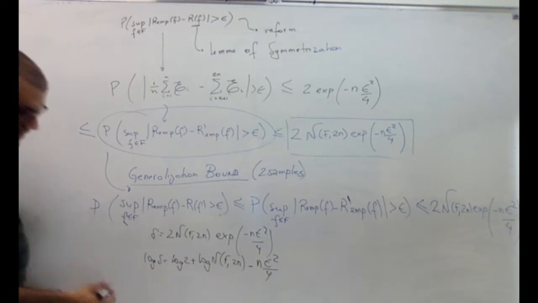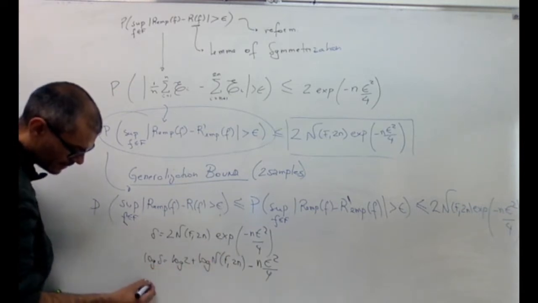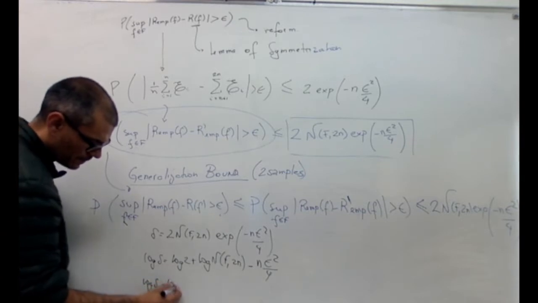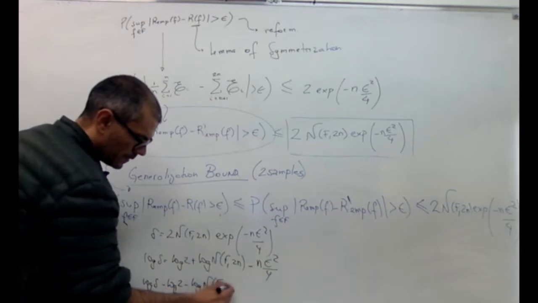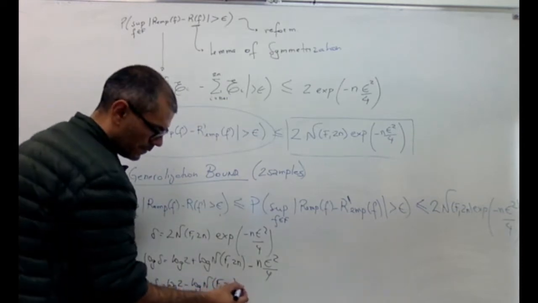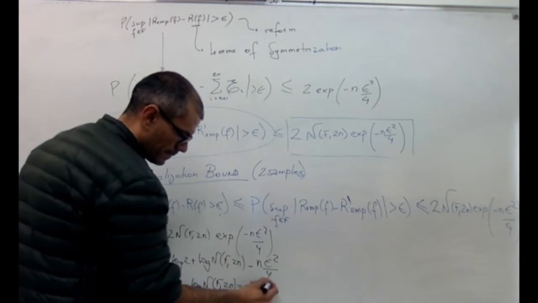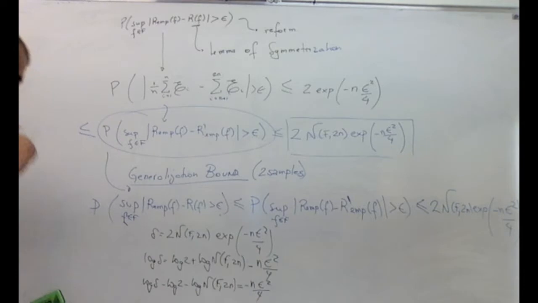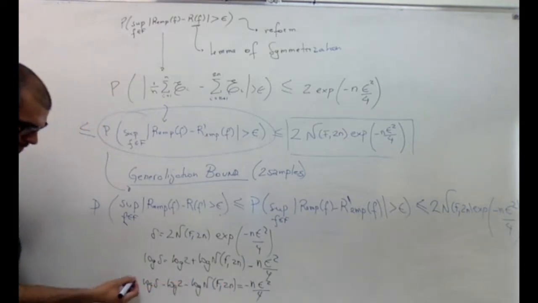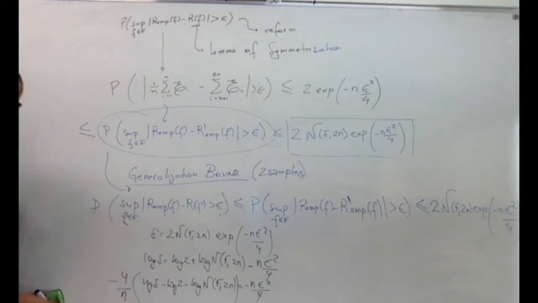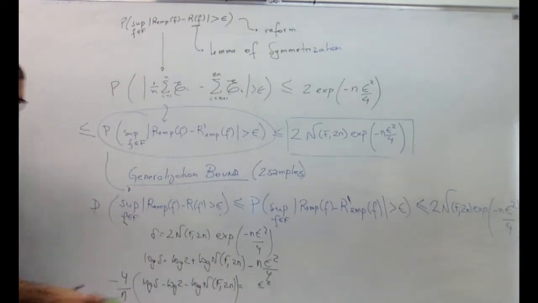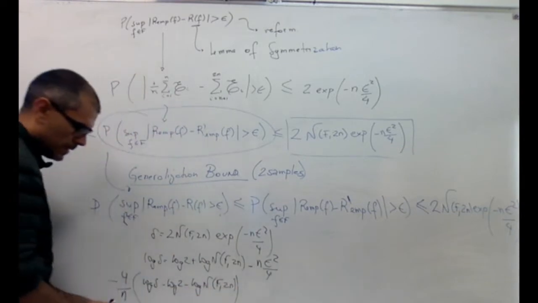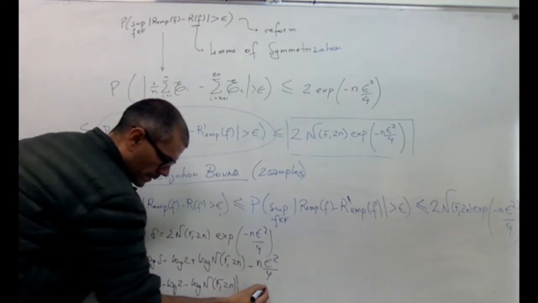So here we have, okay, now we can say log of delta minus log of 2 minus log of the shattering coefficient for 2 samples is equal to minus n epsilon squared over 4. And that will be the same as minus 4 over n being multiplied here, right? Have to remove it from here. Okay? And now we have the square root.